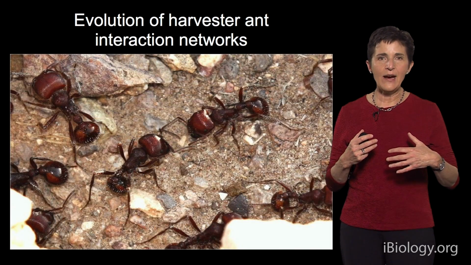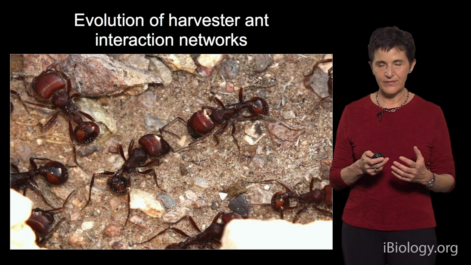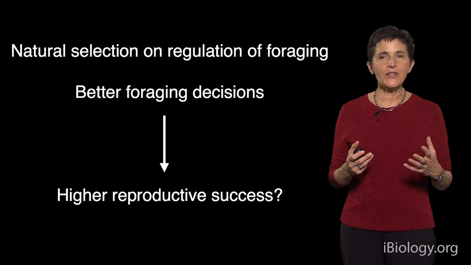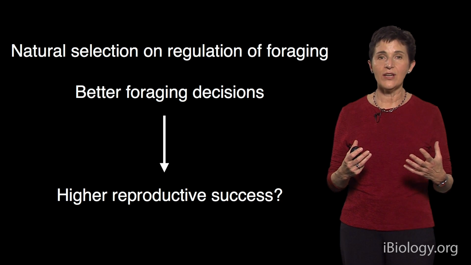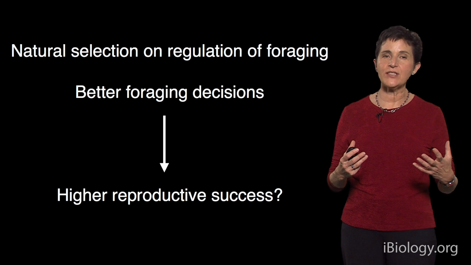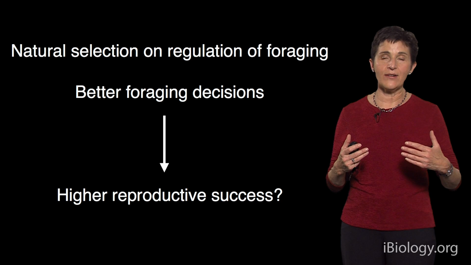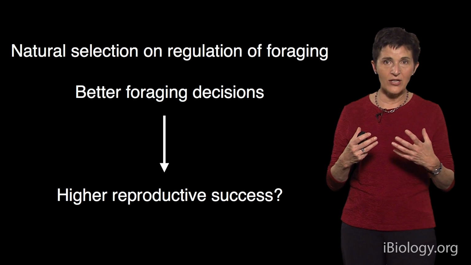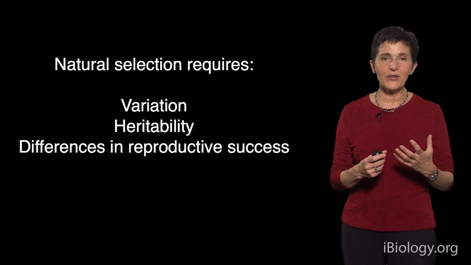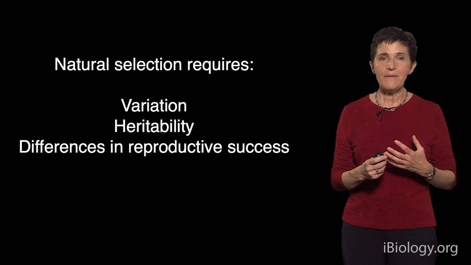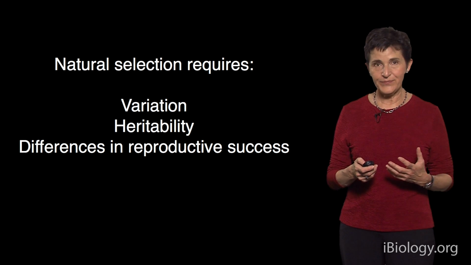So now we can ask how these interaction networks that regulate foraging are evolving in this population. In other words, we can ask whether there's natural selection going on right now on the regulation of foraging. Are the colonies that are making better foraging decisions showing higher reproductive success? That is, we could try to find out if natural selection is shaping the ongoing evolution of collective behavior in this population. Natural selection requires variation, heritability, and differences in reproductive success due to the trait that's variable and inherited.